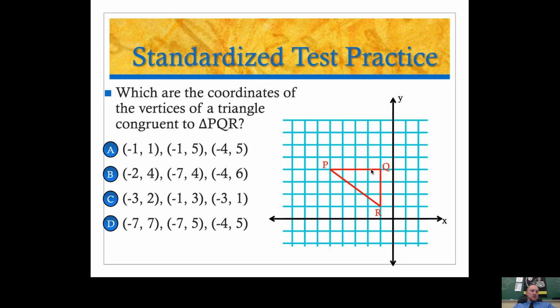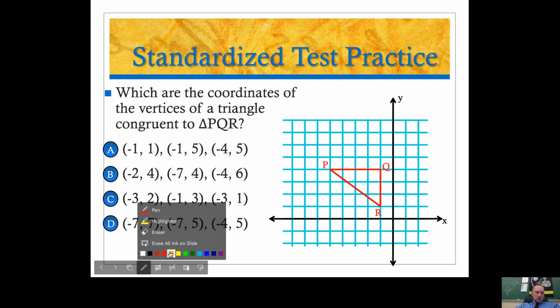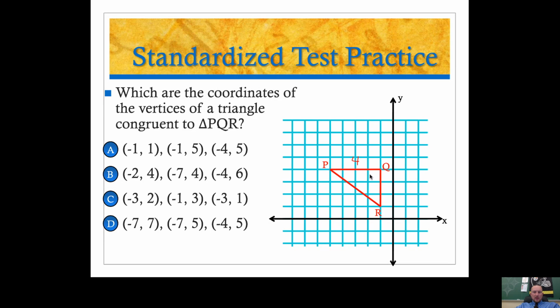It's pretty easy to see this is a horizontal segment and this is a vertical segment. You can definitely count those lengths. So that horizontal segment has a length of 4. The vertical segment has a length of 3. Also, since this is horizontal and this is vertical, you know this is a right angle.